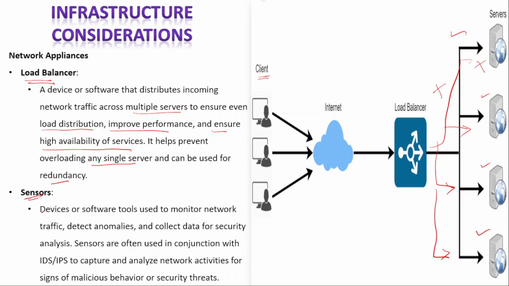Another network appliance is the sensors, which are devices or software tools used to monitor network traffic, detect anomalies, and collect data for security analysis. Sensors are often used in conjunction with IDS and IPS to capture and analyze network activities for signs of malicious behavior or security threats. So what does this mean?